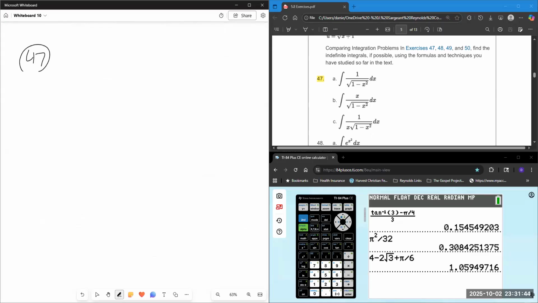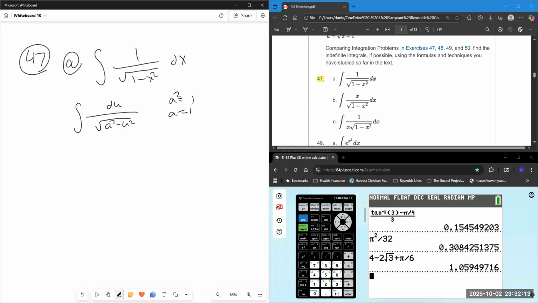It gives us a few different problems and wants us to try to work on them. Here, the integral of 1 over root of 1 minus x squared dx. This one is going to be in the form of root a squared minus u squared du, where a squared is 1 and a is 1, and u squared is x squared, and u is x, and du is dx. So this is 1 squared.